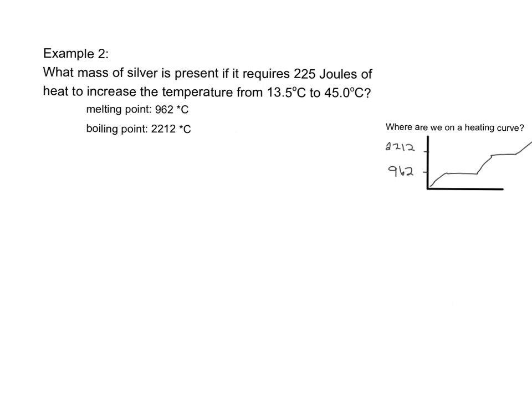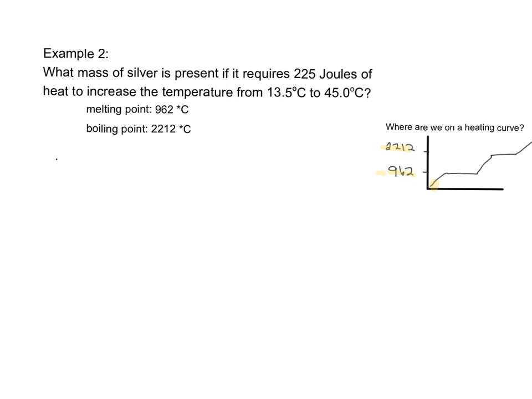So let's see, I've got the melting point, 962, on our first flat line, and then I have the boiling point up here on the second flat line. And if we are dealing with 13.5 to 45 degrees Celsius, we are way down here on our graph. So we're dealing with a solid and no phase changes because we're nowhere near 962 degrees, which is where this would melt, which is only shocking because it's silver that it has a really high melting point.